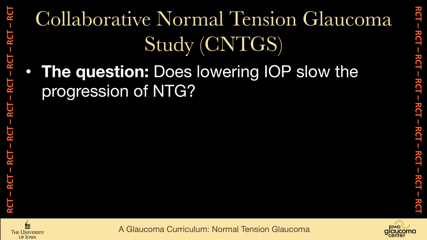The Collaborative Normal Tension Glaucoma Study is one of the most important studies in glaucoma. And the question basically is, does it help to lower the intraocular pressure if someone has glaucoma? Does it slow the disease progression? When this study was started in the 1980s, there really was no evidence that lowering pressure for normal tension glaucoma made sense.